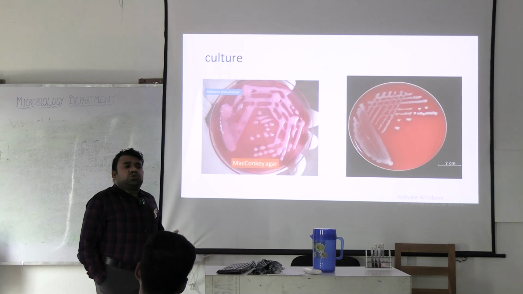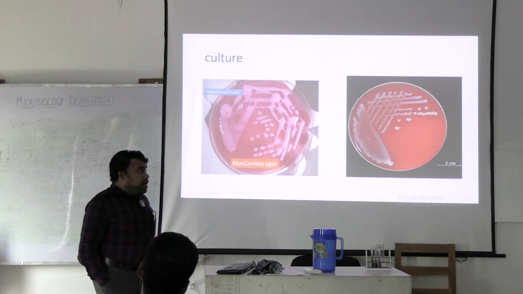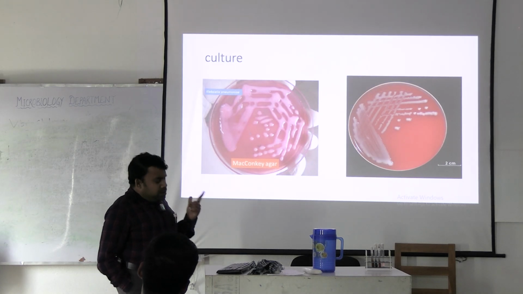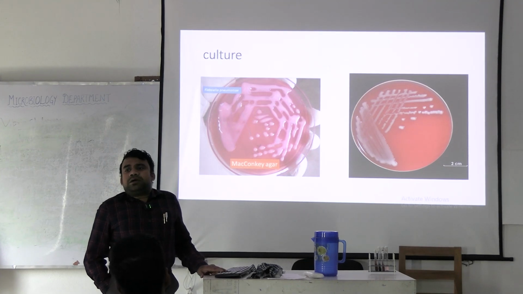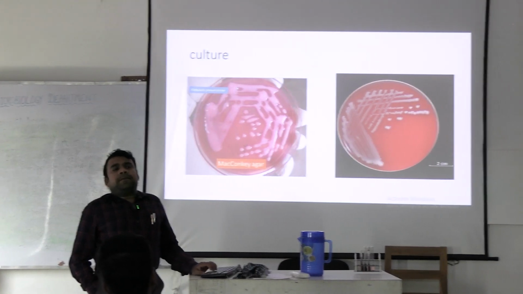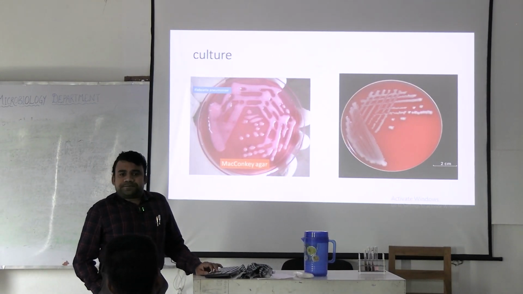Again, another picture showing the mucoid type of colony, and on blood agar we can find opaque pale white colored colonies. Okay.